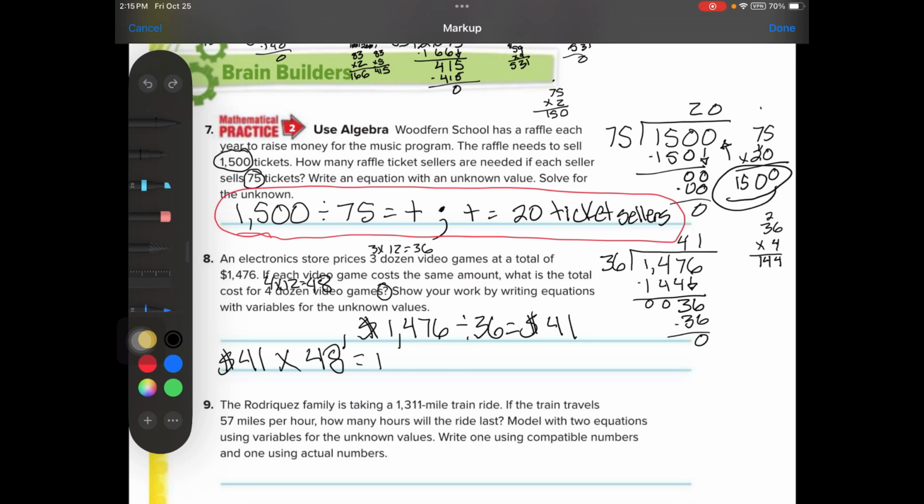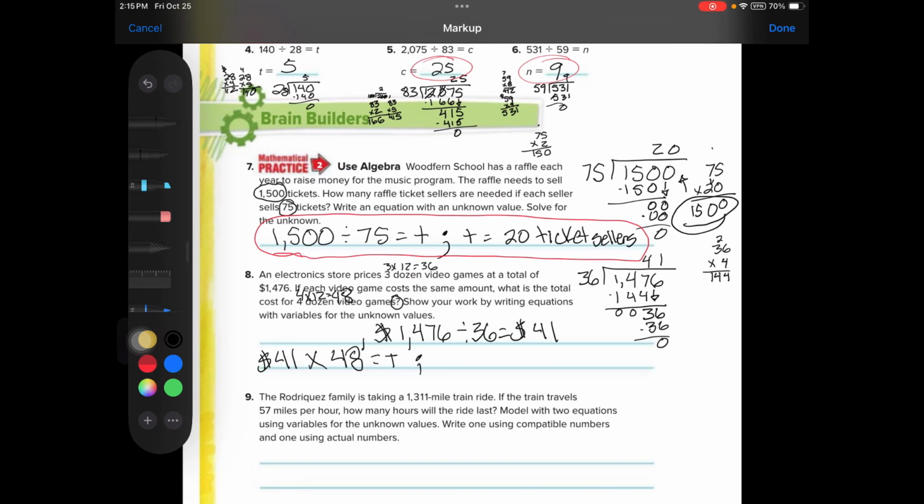That's a really funny T. Let me write that better. T. And then we're going to tell you what that answer is. But first, let's figure it out. Okay, so 41 times 48. And remember, you can do this on graph paper if you don't have room. 8 times 1 is 8. 8 times 4 is 32.